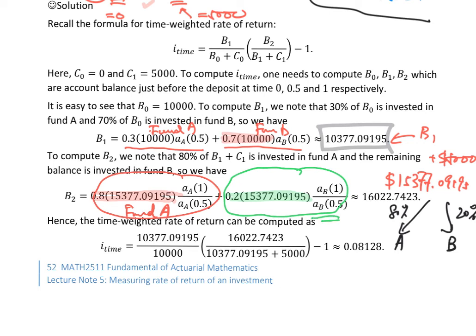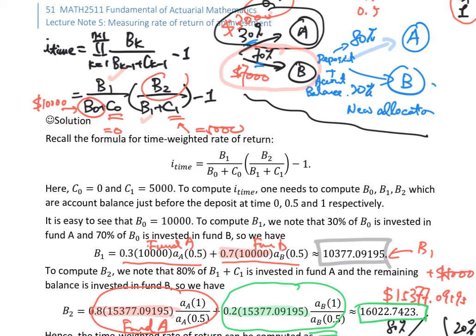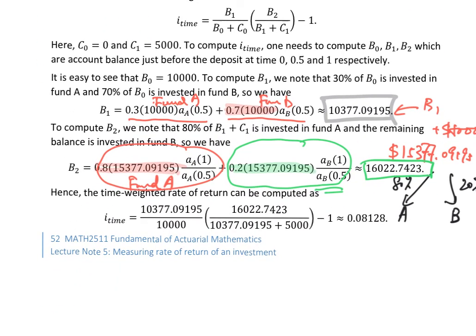After some calculation, you will get B2 successfully, which is your account balance at time 1. Once you have that, we are actually done. You just punch in all the numbers here: B0, B1, C1, B2. Then you can easily get the final answer, which is that the time weighted rate of return will be equal to 8.128%. This is just another example of finding the time weighted rate of return.